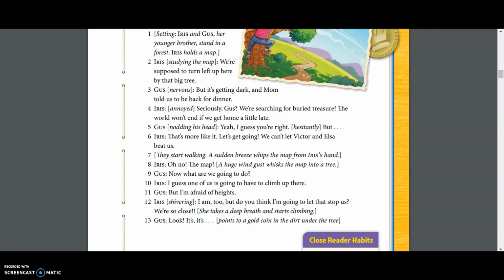Wonderful. Iris wants to keep going. We can see that in the text when she doesn't want to give up, and even when she's about to climb the tree that she's afraid of, because she says, "We're so close. Do you think I'm going to let that stop us?" And then our very last question, just to make sure that everyone understood what they read. How do Gus and Iris respond to the map flying up into the tree?